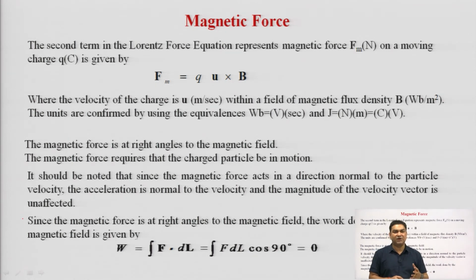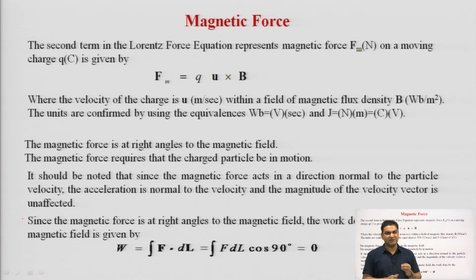Now, next, what is magnetic force? The second term in the Lorentz force equation represents the magnetic force F m, in Newton, on a moving charge q in Coulomb, given by F m is equal to q into u cross B, where the velocity of the charge is u in meter per second, within a field of magnetic flux density B, which is measured in Webers per meter square.